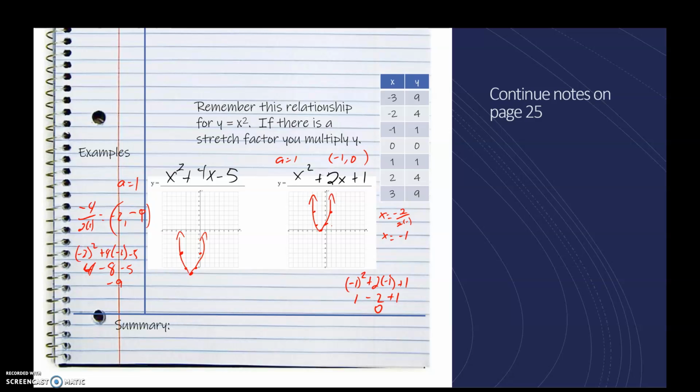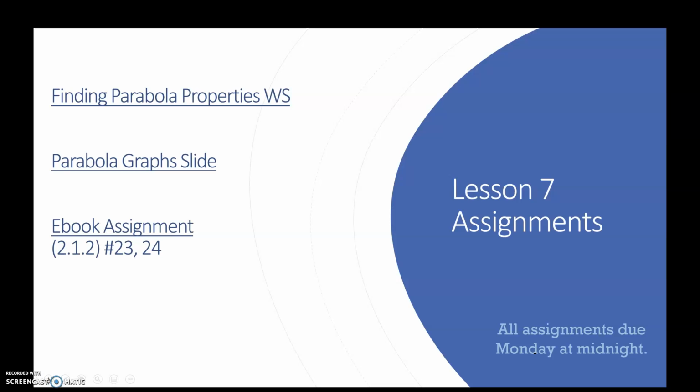It's a little bit tricky. We're going to talk about this in the Zoom class a little bit more. But feel free to listen to this as often as you need. There are a few assignments in Canvas. There's a little worksheet that you can print off or just draw on paper and submit. You have a parabola graph slide. And then you have 2 problems out of the book.